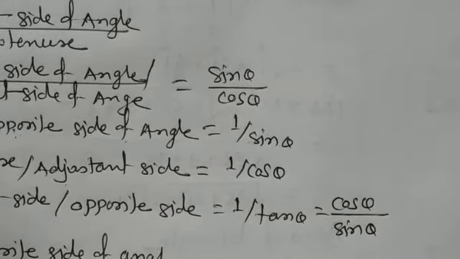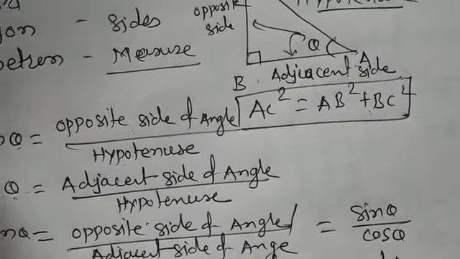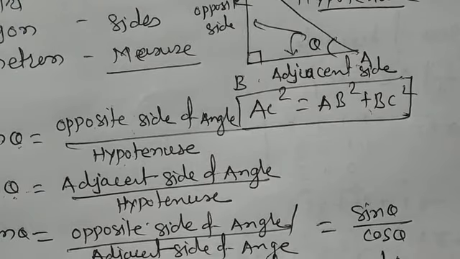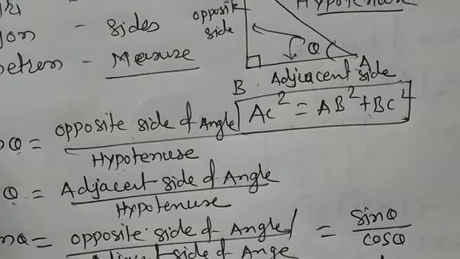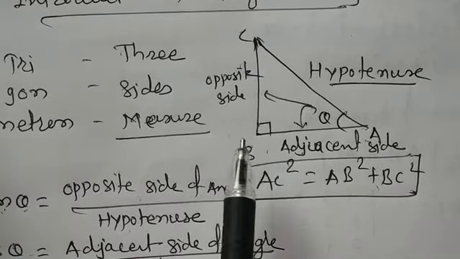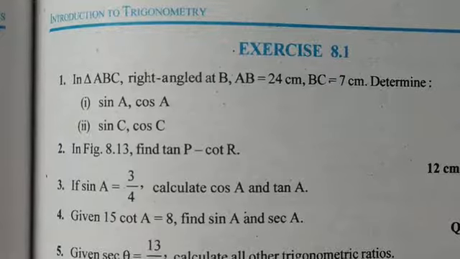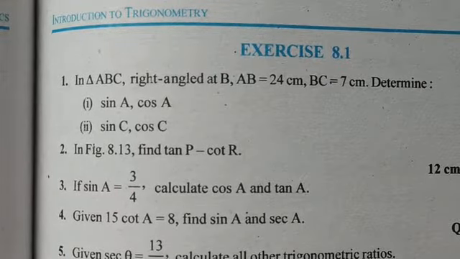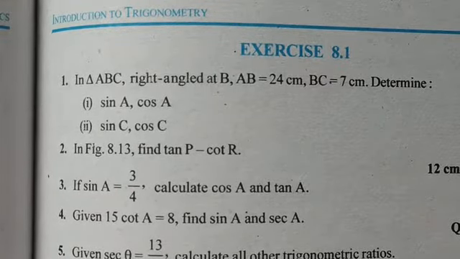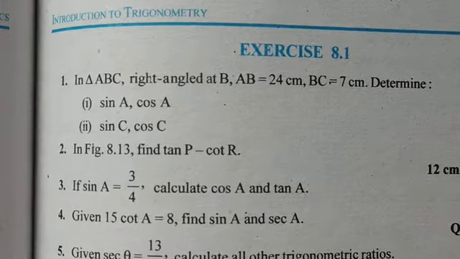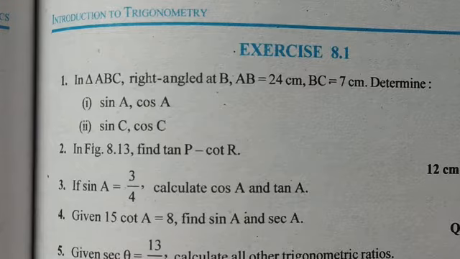So this is the basic information about trigonometric functions. This trigonometric ratio can be used only for a right angle triangle. So let me show how to use it. Now we can solve exercise 8.1, example number 1. In triangle ABC, right angle at B, AB is equal to 24 cm, BC is equal to 7 cm. Determine sin A, cos A, sin C, cos C.